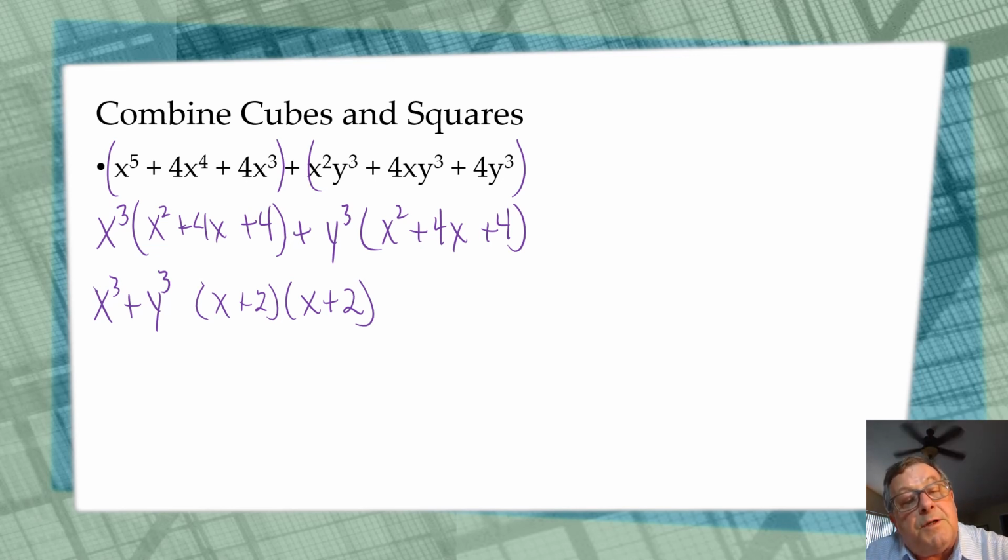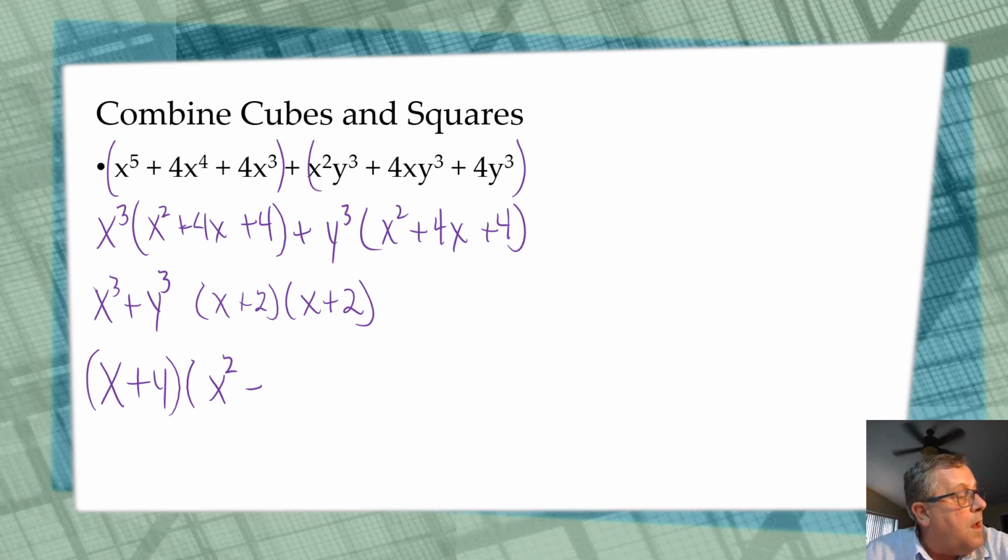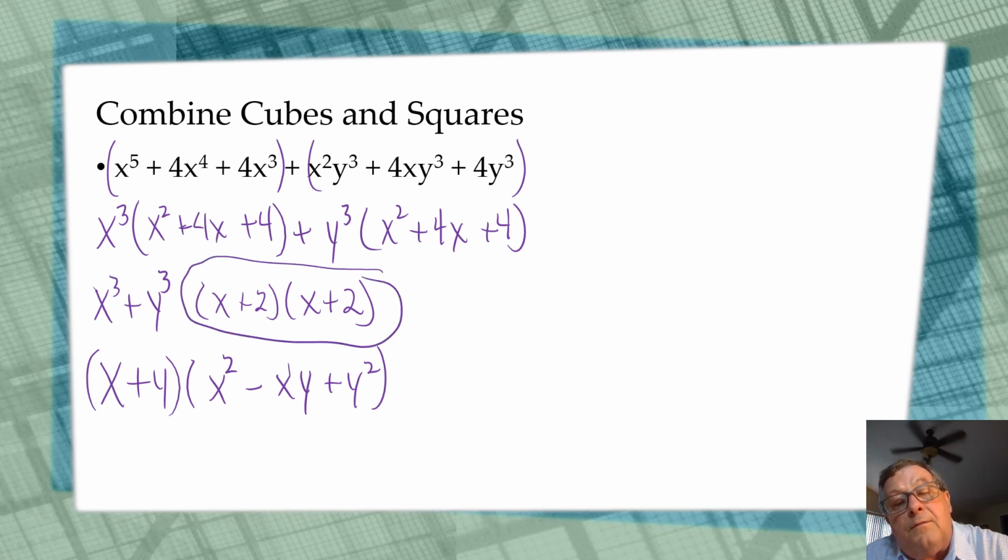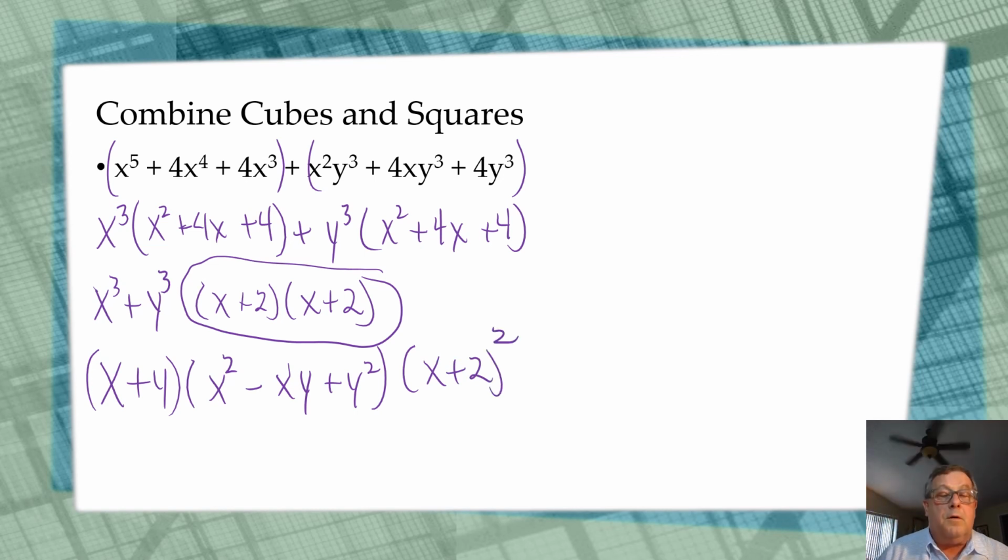Okay. Now let's deal with the sum of the cube. So that would give me x plus y times x squared minus xy, using the sum of the cube rule, plus y squared, and then finish it off by writing this as x plus 2 squared. Wow. Again, I hope I don't have to do these every day.